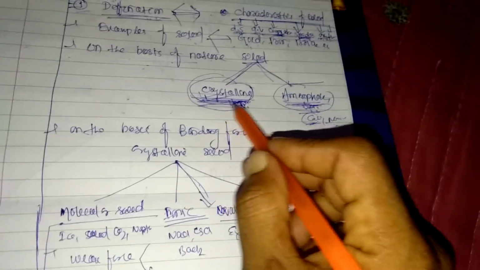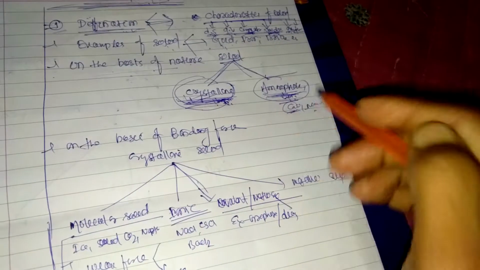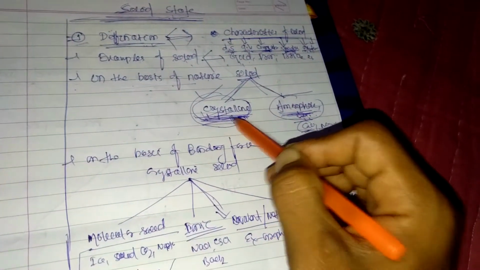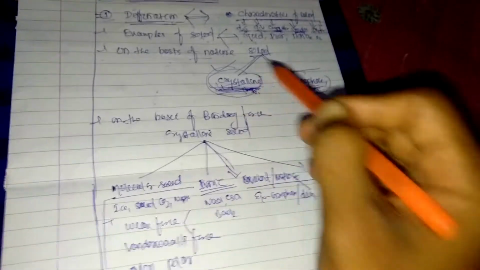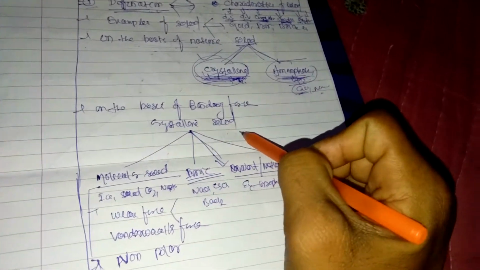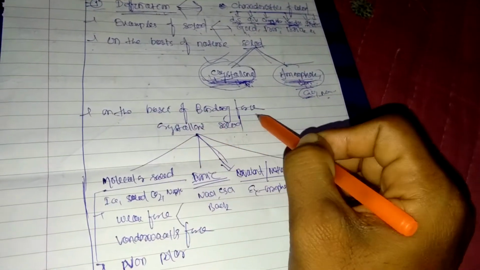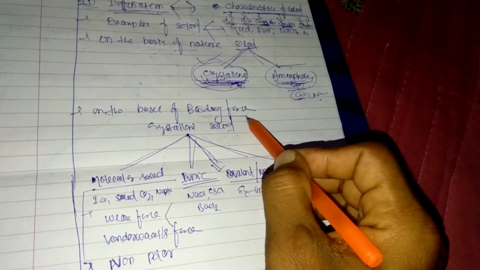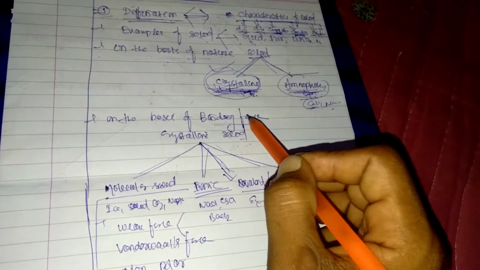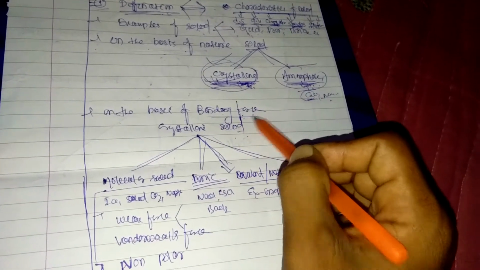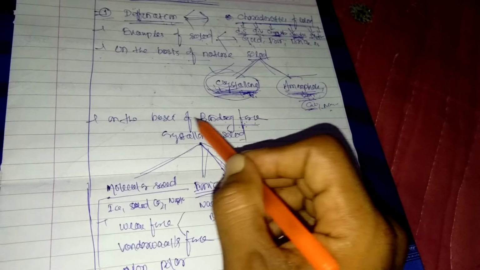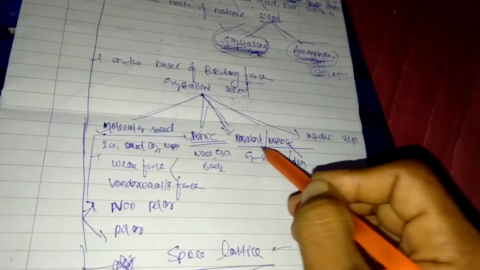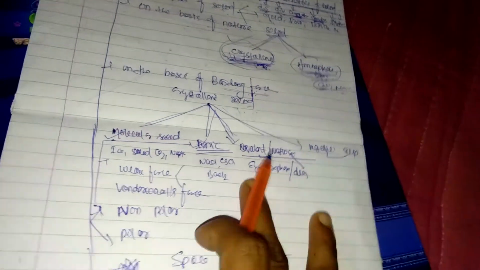Okay, so between crystalline solids and amorphous solids, the crystalline solid is stronger and more important than the amorphous solid. That's why the crystalline solids are classified here. On the basis of binding force, the crystalline solids are classified into four parts. What do you mean by binding force? Inside a solid, a holding force is there. That holding force is known as the binding force. On the basis of binding force, the crystalline solids are of four types: molecular solid, ionic solid, covalent or network solid, and last one, metallic solid.